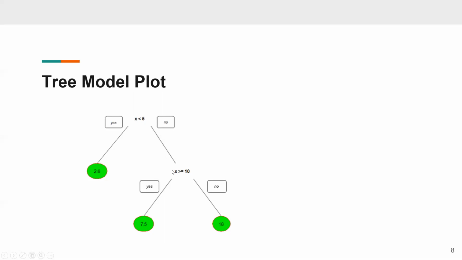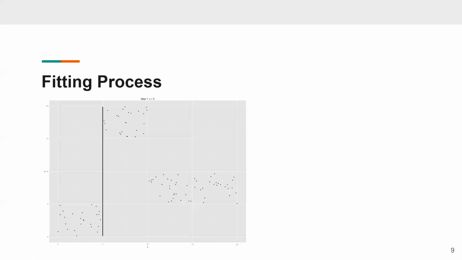And among the larger than 5 regions, you could split into 2 pieces. One region is larger than 10, the other one is less than 10, so that you can use different values to predict the 3 regions. We'll go into the detail shortly as well, but here is really the idea for a decision tree.